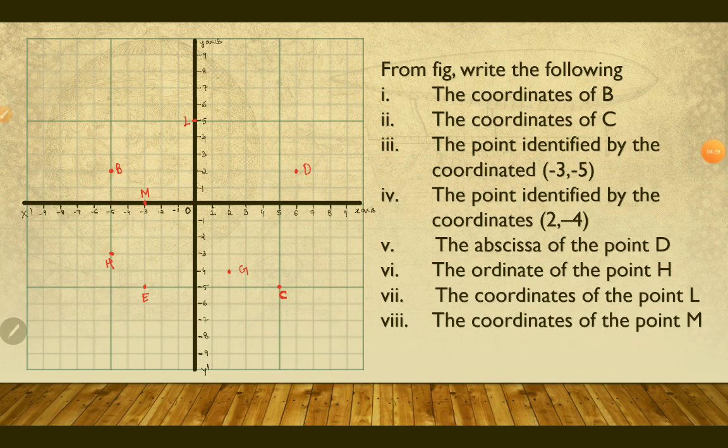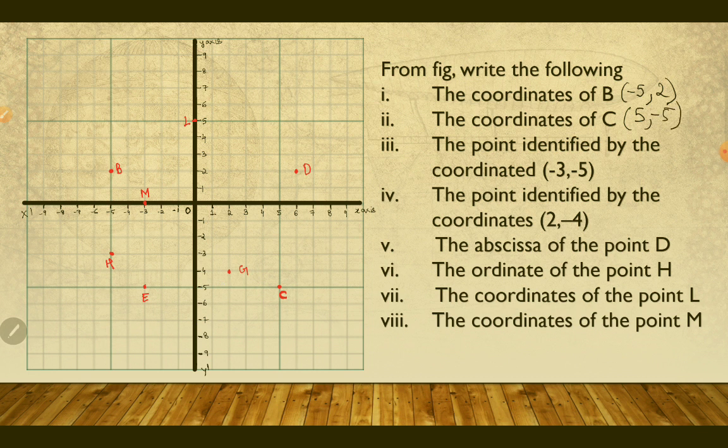From figure, write the following. The coordinate of B is, point B, x is -5 and y is 2. So -5, 2. Point C is here. So x is 5 and y is minus 5.